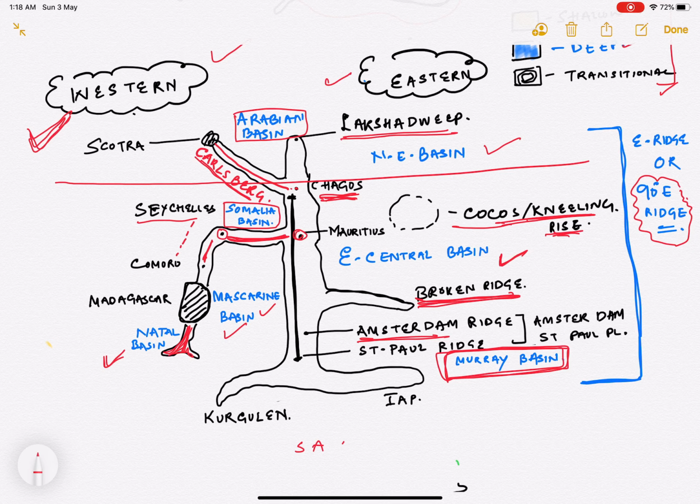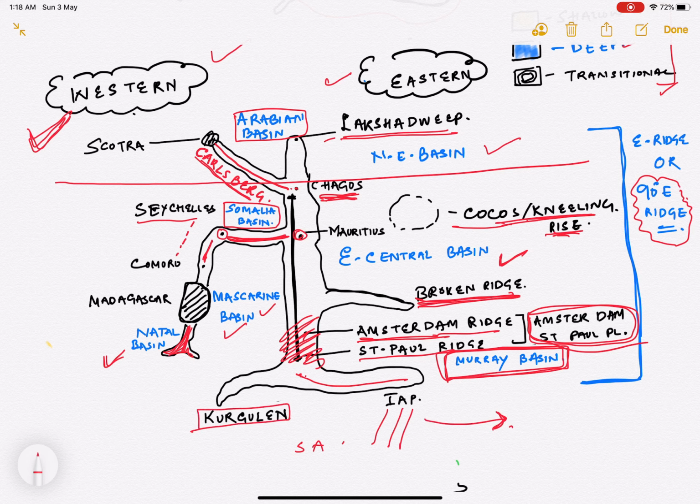Next, from Lakshadweep to here, that is the Chagos Amsterdam, we have the Amsterdam St. Paul Plateau. This ridge we call the Amsterdam Ridge, and this is the St. Paul Ridge, and in total we call it the Amsterdam St. Paul Plateau. This is the most extensive part of the Chagos Amsterdam Ridge, and then it continues as the IAP. The name is very simple: Indian Antarctic, last but not least Pacific, because it is directing towards the Pacific, and this is your Kerguelen Ridge.